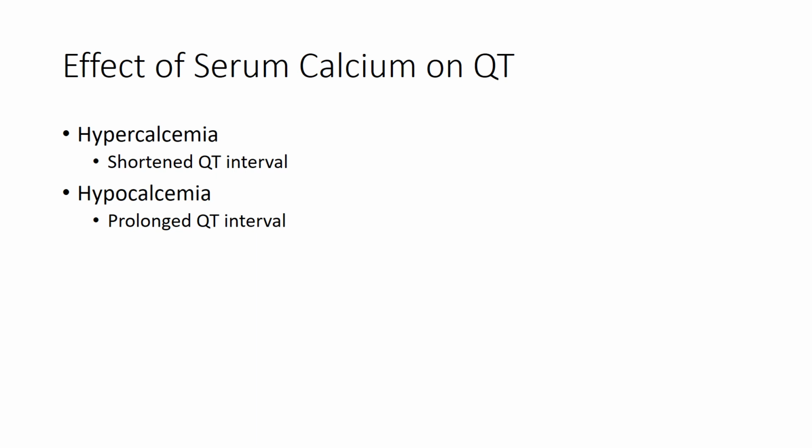Hypercalcemia usually causes shortened QT interval, and hypocalcemia usually leads to prolongation of QT interval.